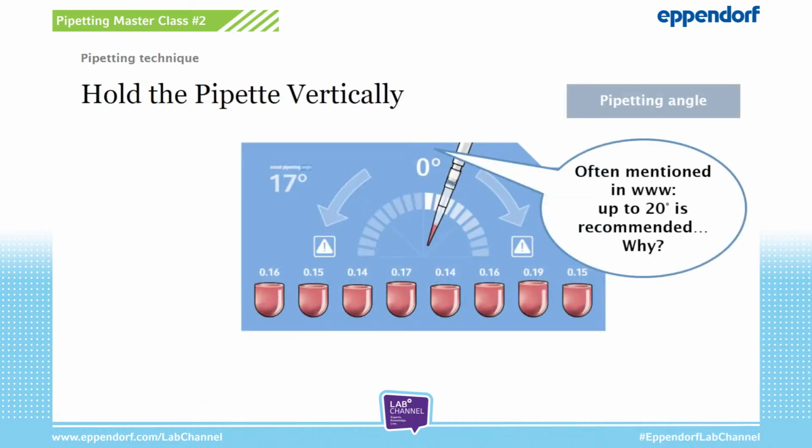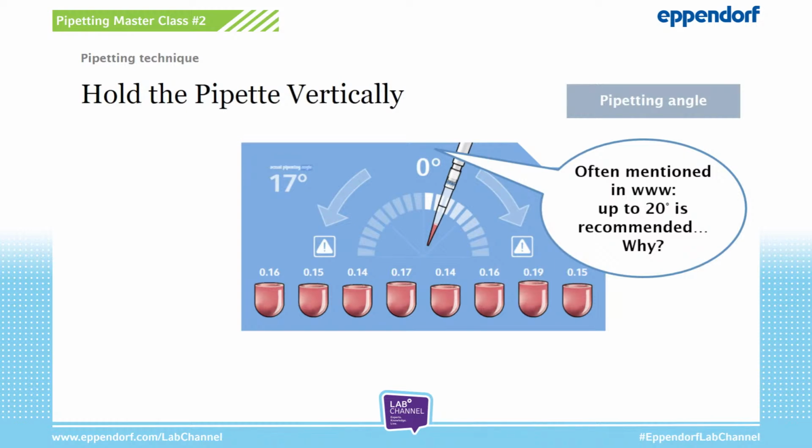Let us look at the holding angle. You may have come across the tip on the internet to hold the pipette at an angle during liquid aspiration. Here, an angle of up to 20% is often recommended, but the question is why.